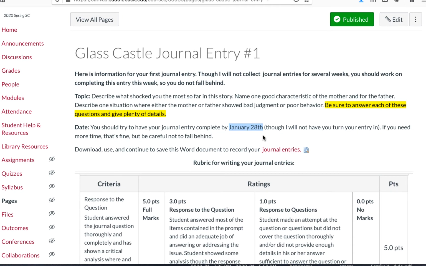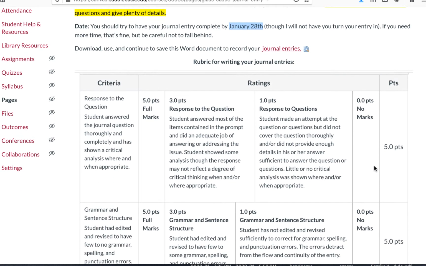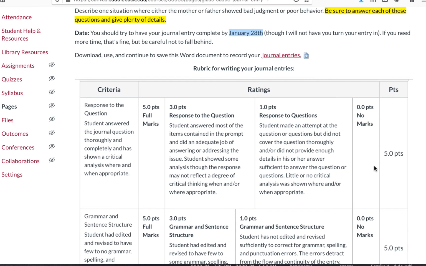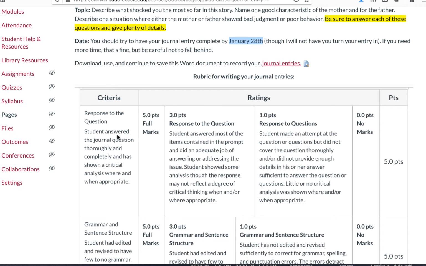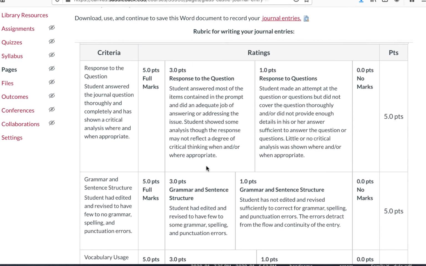So here we go. There's a rubric here, and you don't have to pay attention to the points right now. The journal entry is 50 points, but this is just to give you an idea of if you really want to do really well on it, then you want to follow the 5-point criteria. If you're looking at the middle of the road, the C area, then you can look at the 3-point criteria. And if you're not doing too well, then it's probably in the 1-point range. But really just read this rubric just to see what it is that I'm looking for.